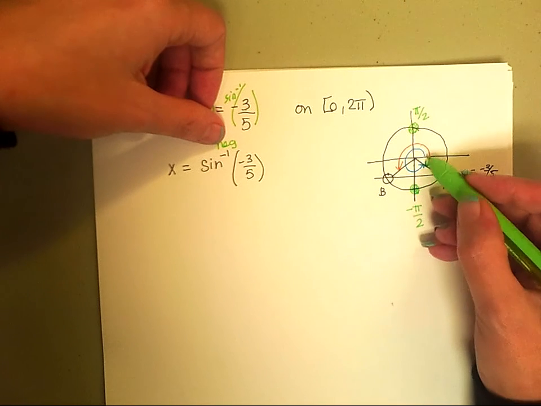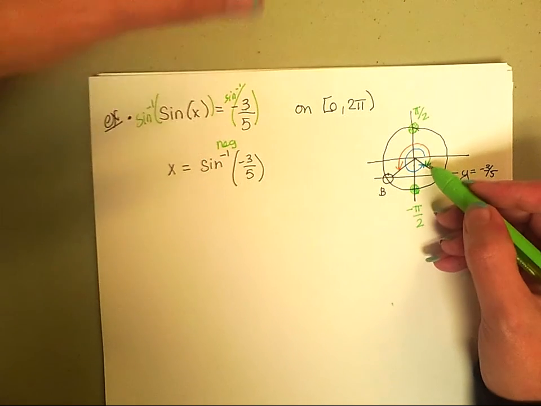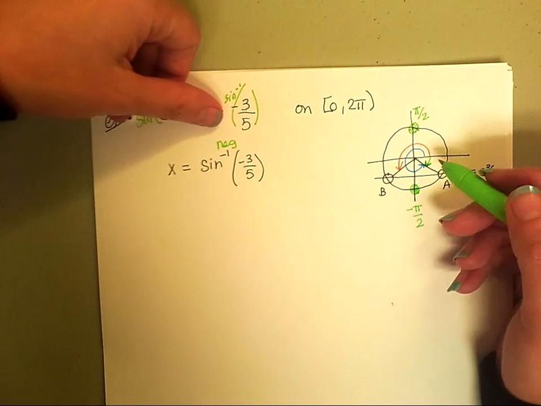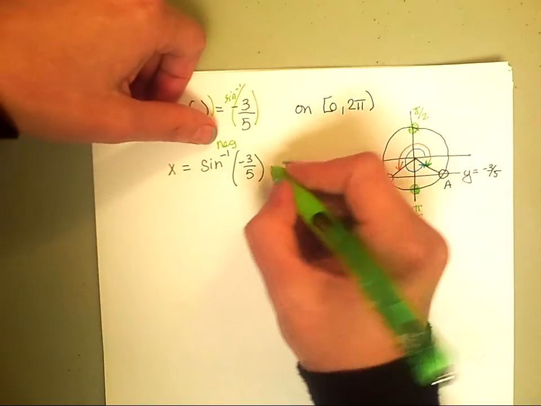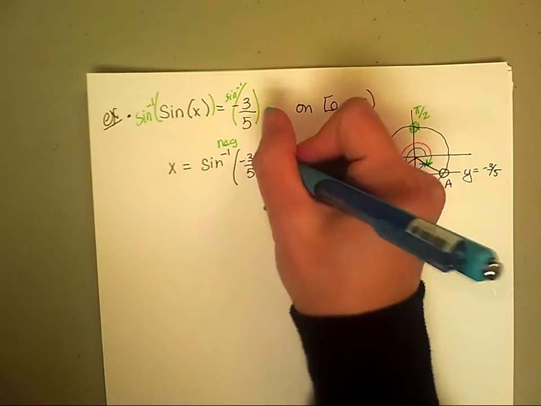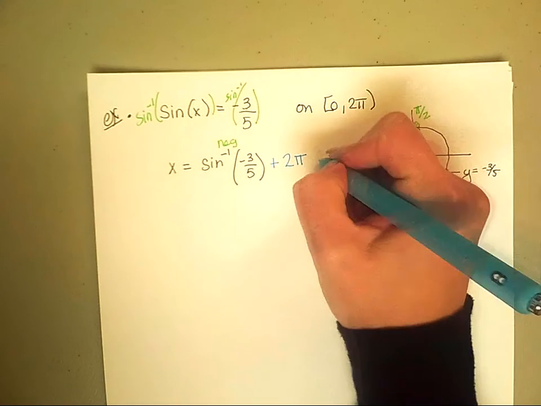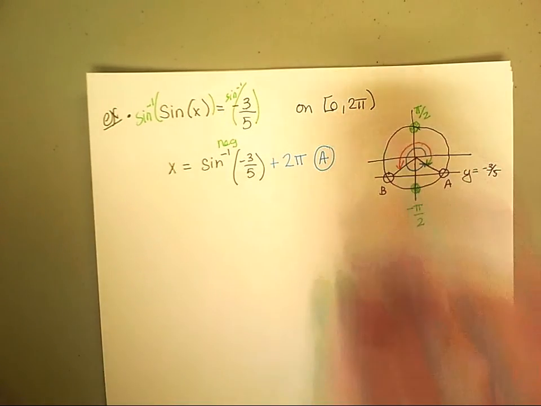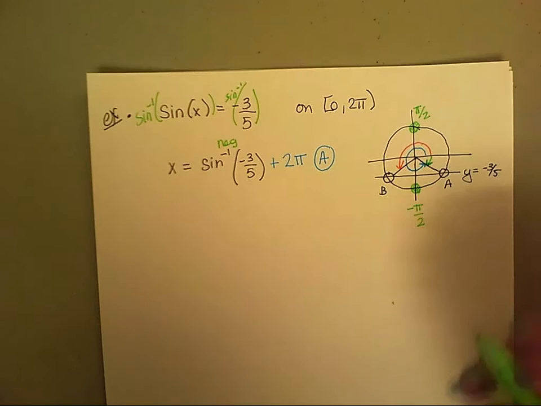So to get to A, I would just have to add, notice that these two together, the blue angle plus the green in magnitude, would be 2 pi. So you can think about this then as adding 2 pi to the blue angle, because this is negative, so this is angle A.